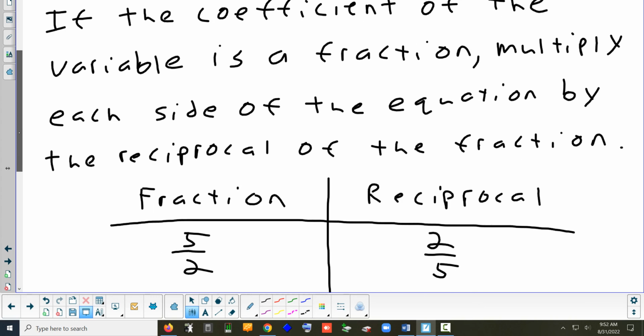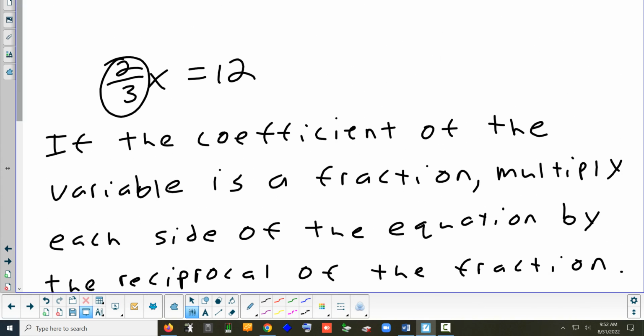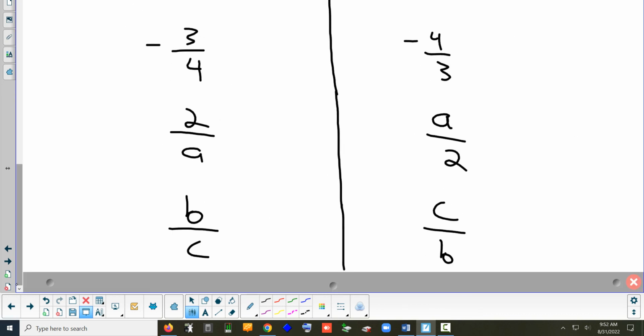So again, the reciprocal is going to be used when you have to solve an equation and there is a fraction in front of the variable. If there's no fraction, well, we'll talk about that after. But we're going to try a couple with fractions.